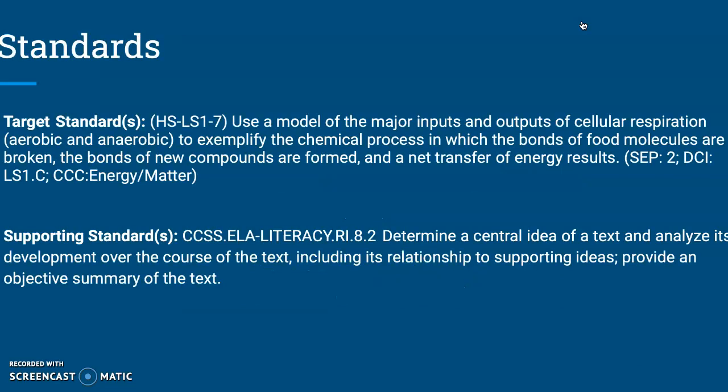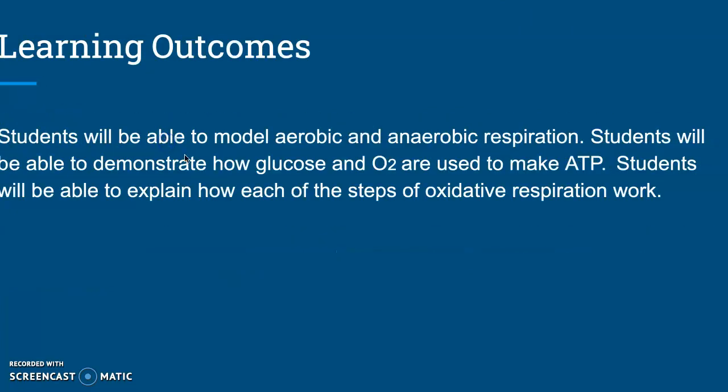So our target standard initially will be: use a model of the major inputs and outputs of cellular respiration to exemplify the chemical processes in which the bonds of food molecules are broken, the bonds of new compounds are formed, and the net transfer of energy results. And the big focus here is aerobic and anaerobic, knowing the difference between the two.